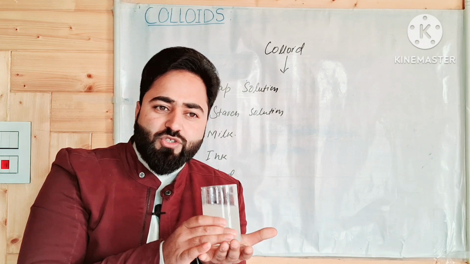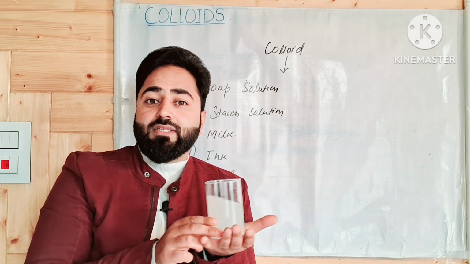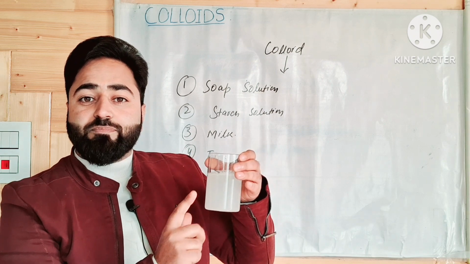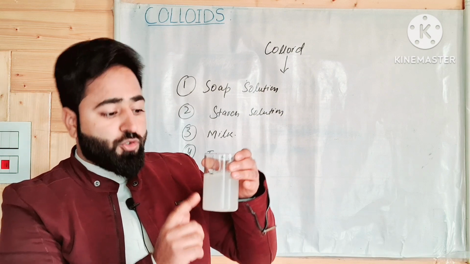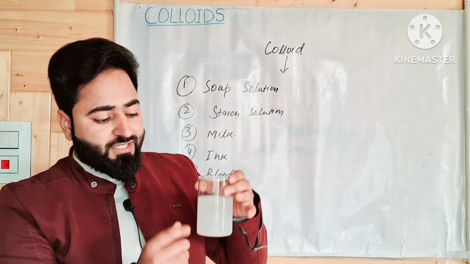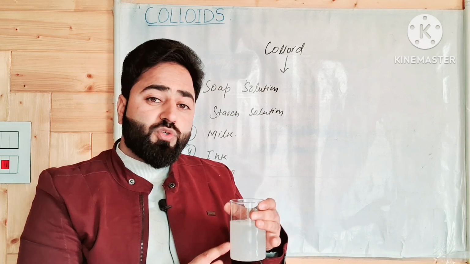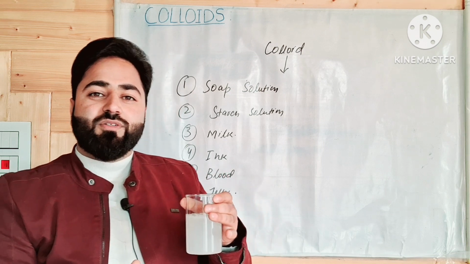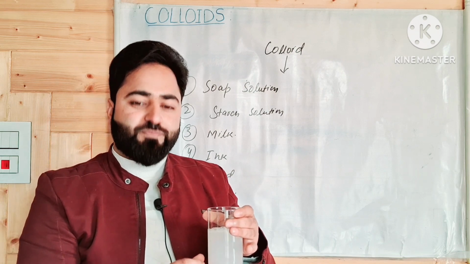So these observations show that a soap solution may be a homogeneous mixture, but the scattering of light by soap solution and the proper examination of soap solution under a high power microscope shows that a soap solution is not a homogeneous mixture. Instead, it is a heterogeneous mixture, because a true solution does not scatter the light, because the size of solute particles of a true solution is less than 1 nanometer.